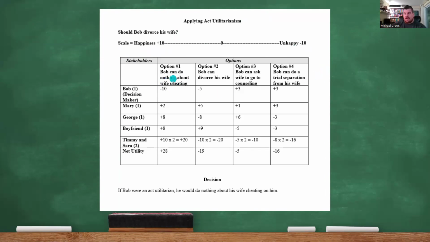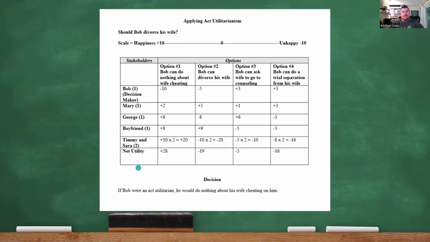So I've got my 4 options across the top. Bob can do nothing about his wife cheating. Bob can divorce his wife. Bob can ask his wife to go to counseling. Bob can do a trial separation from his wife. So here are my 4 options. Then I've got my stakeholders down the bottom: Bob, who's our decision maker, Mary, George, the boyfriend. And for this case, since we didn't have a lot of numbers, we had a lot of ones, I went ahead and gave Timmy a sister named Sarah that we didn't have last week, because this is where I said you have to add the number of people involved in each group, okay?